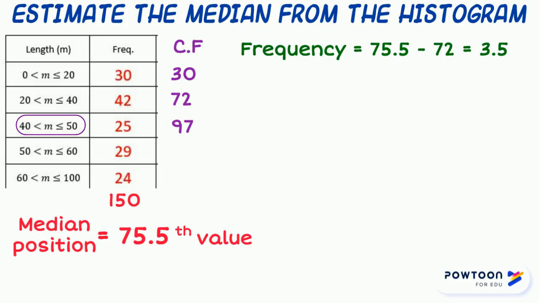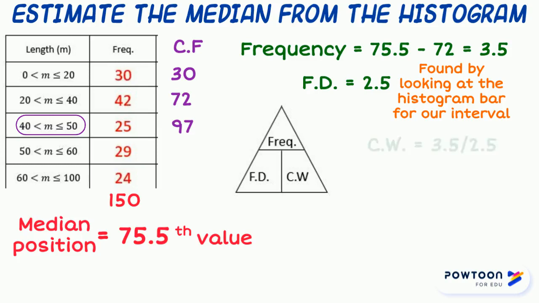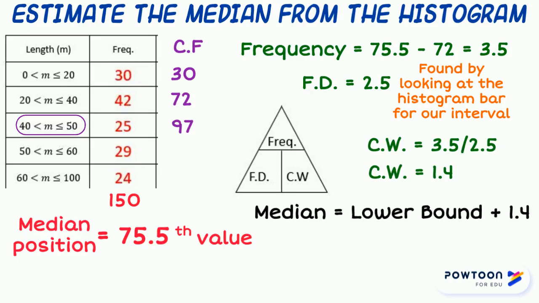Next step is to look at the frequency density. Now you actually have to go back to the histogram for this. I don't have any room for it right now, so I've looked back at it myself and seen that it's 2.5. Again, that's just by looking at the bar for our interval from 40 to 50. Using our frequency density triangle, we can see that the class width is just the frequency divided by the frequency density, and in this case it gives us 1.4. That means it's 1.4 more than the lower bound of our interval. So in this case, 1.4 more than 40, which means our answer is 41.4.